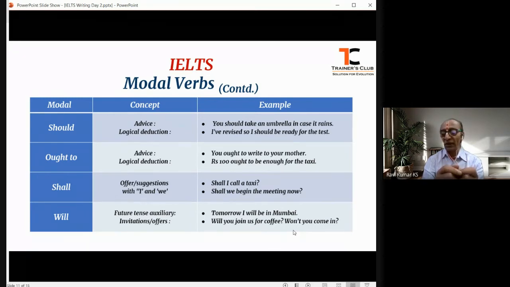So how does the advice go? You should take an umbrella in case it rains. You should take an auto. You might get late. You might take the flight. So that way, you should take a flight in case you are in a hurry. You can give the advice.